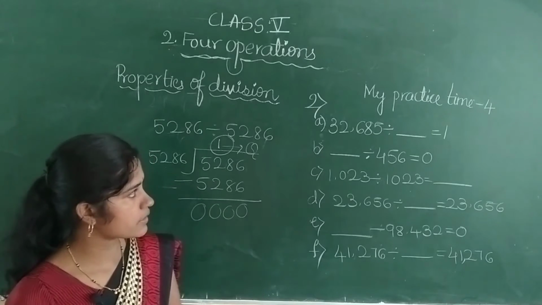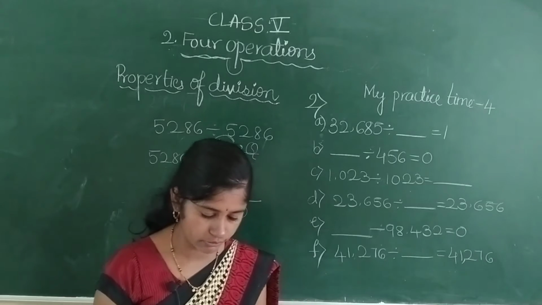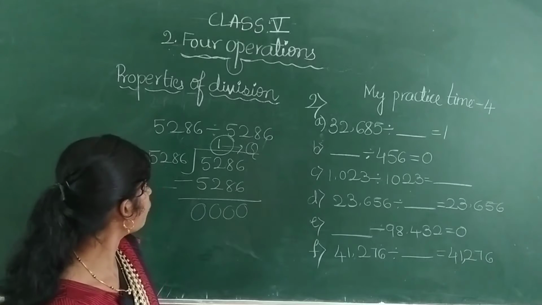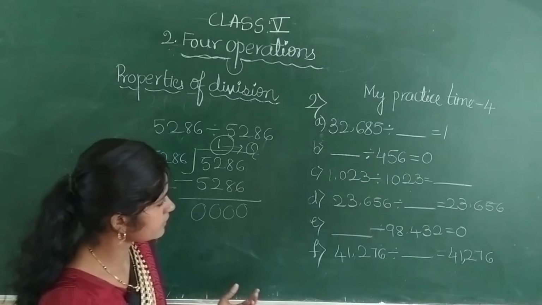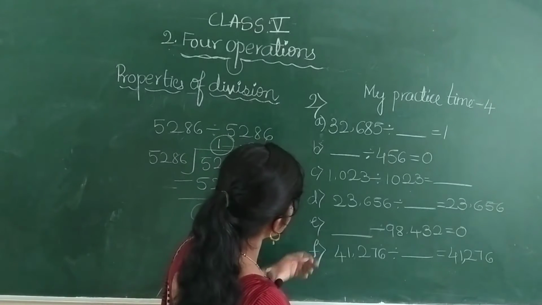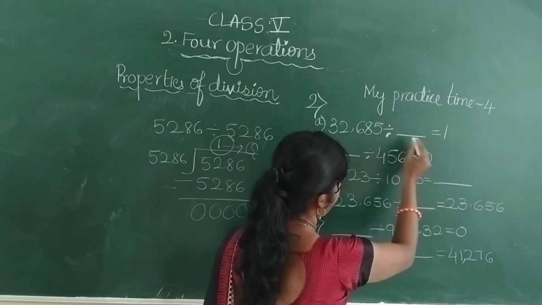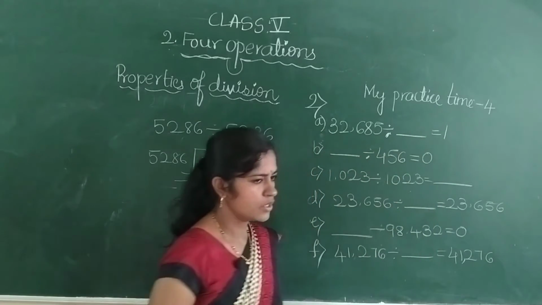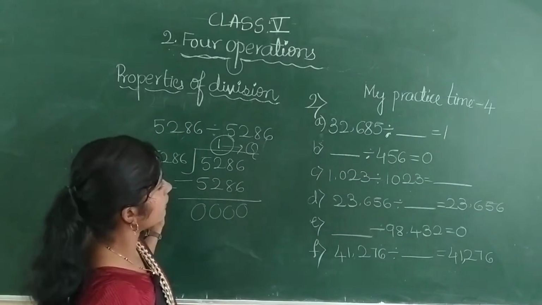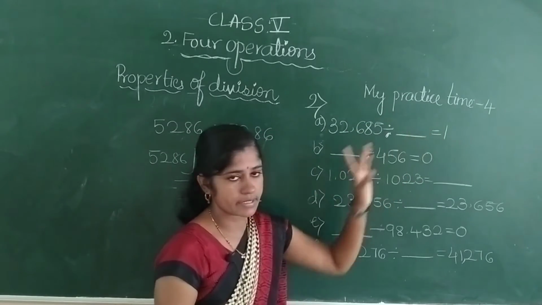On that basis, in your My Practice Time 4, page number 101, question 2, fill in the blanks is there, on the basis of these properties. Let us see where I got answer as 1. Here: 32,685 divided by dash equal to 1. Why did they write 1? On the basis of property number 1. When a number is divided by itself, then the result is always 1.